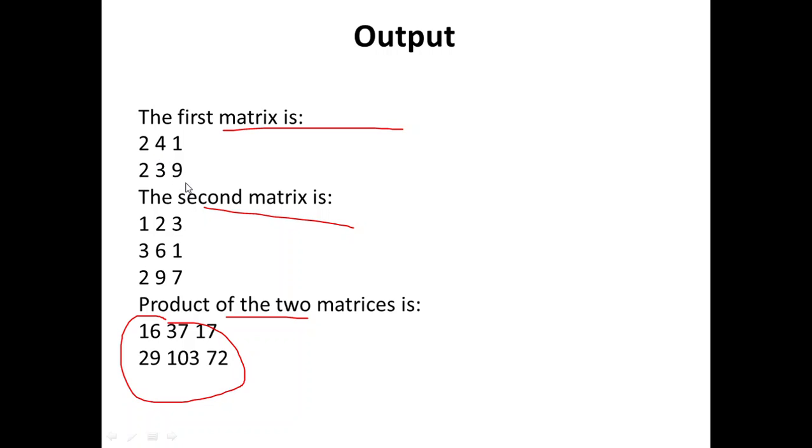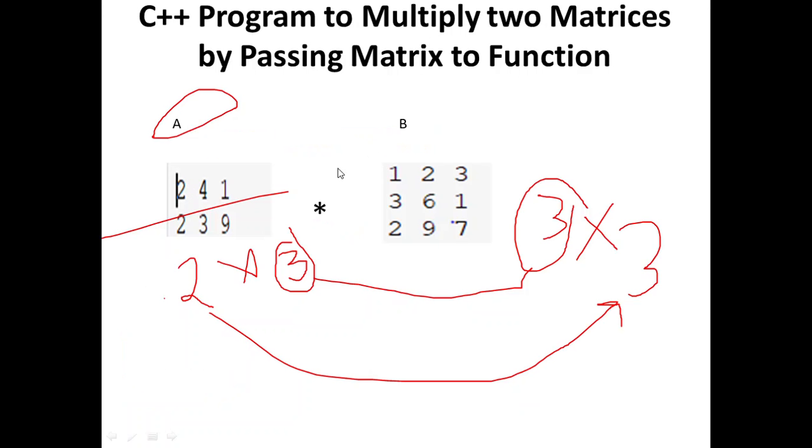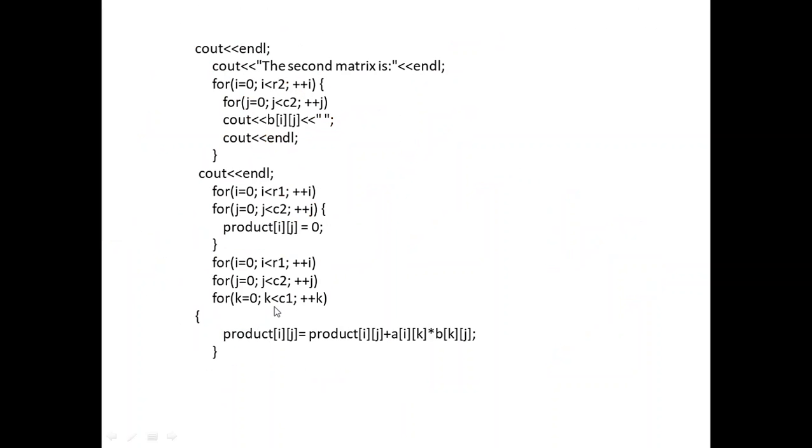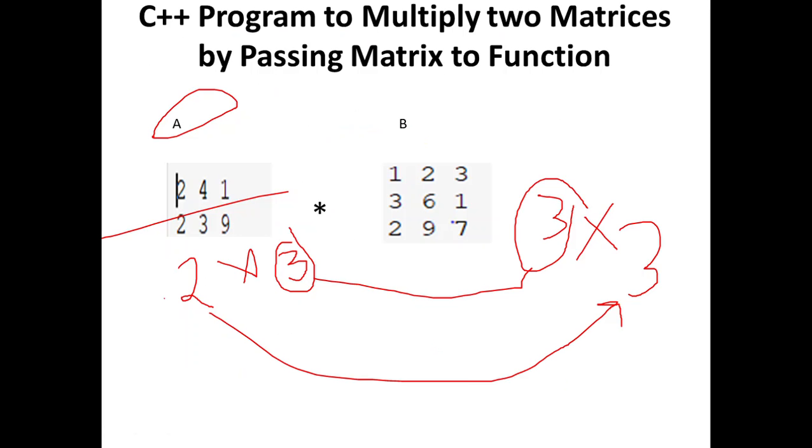2 into 1. Now we have to multiply this 4 with 3, right? 4 with 3. For that, what will happen? k is incremented to 1. So product of ij equal to product of ij plus a of 0, 1 into b of 1, 0, since the k value is 1. So a of 0, 1 into b of 1, 0. Okay, so we will get this product.